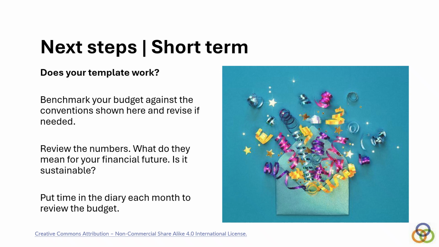In terms of the budget now, your invitation after this is to look at your template. Does it work? Is it following the conventions? What are the numbers saying? What does that mean for your financial future? Is it all in one melting pot? Would it benefit from being separated out into restricted and unrestricted funds? Should your restricted funds be broken down into each individual grant? Is your budget taking you to a more sustainable future?